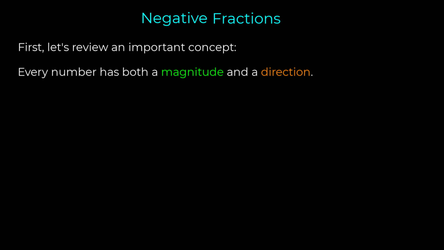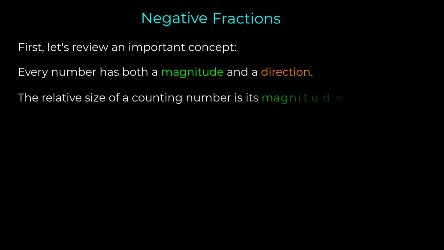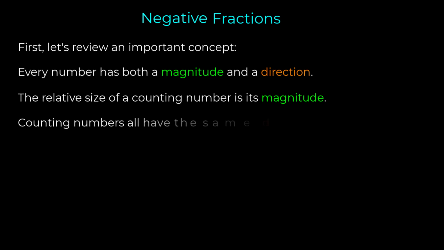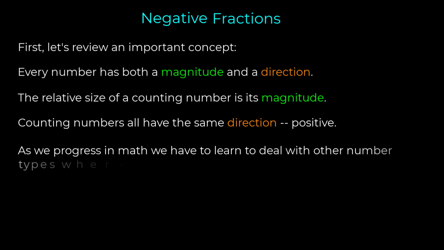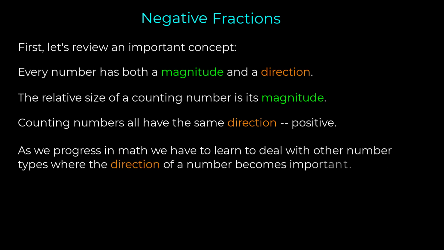We started our math journey with counting numbers, which are either larger or smaller than other counting numbers. That relative size is the magnitude of a number. We didn't learn about direction in those first few years. There was no need. The counting numbers are all positive, and therefore all have the same direction. But the counting numbers are an incomplete picture of the realm of numbers. There also exist negative numbers. Negative numbers require us to consider a direction as well as a magnitude.